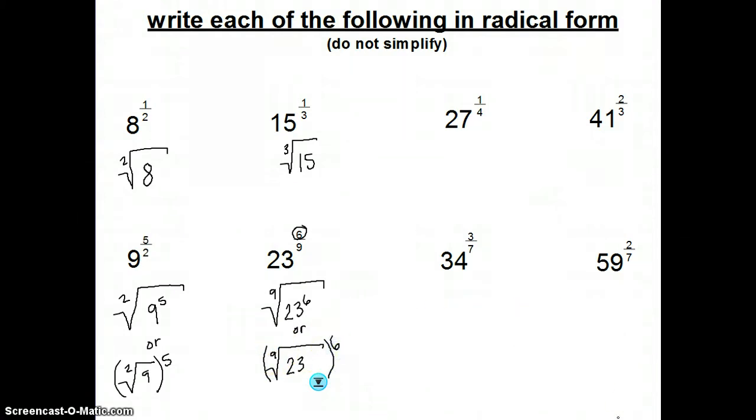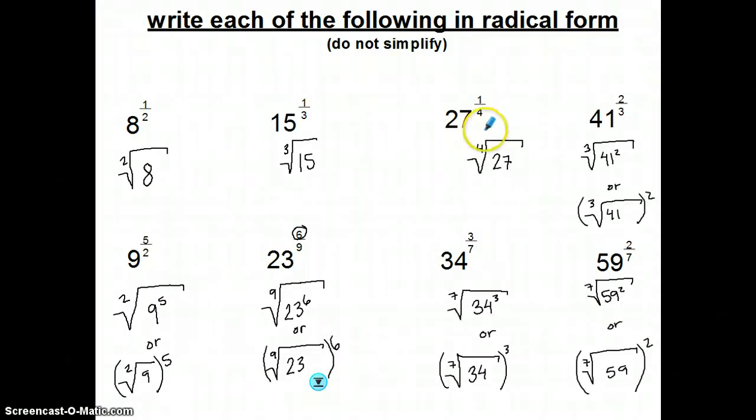Go ahead and pause the video and try the next 4 on your own. For the first, you should have the 4th root of 27. For the second, you may have written it either 3rd root of 41 squared or the 3rd root of 41 all squared. For the second two, you may have either of these options that I've written for you.